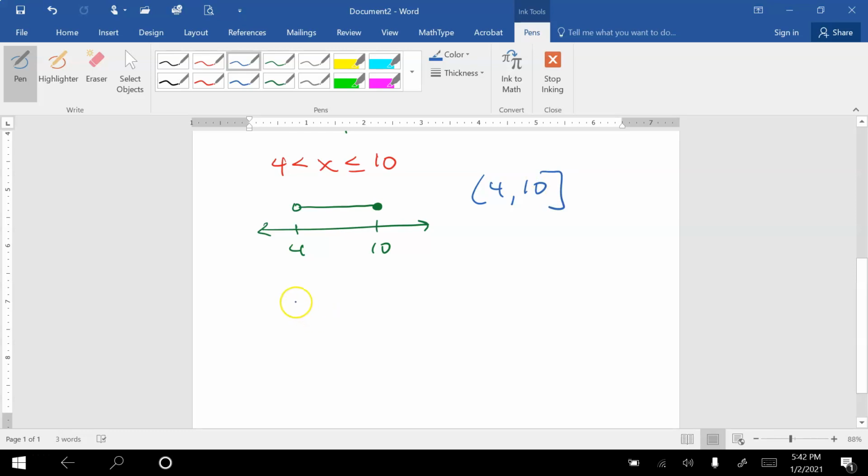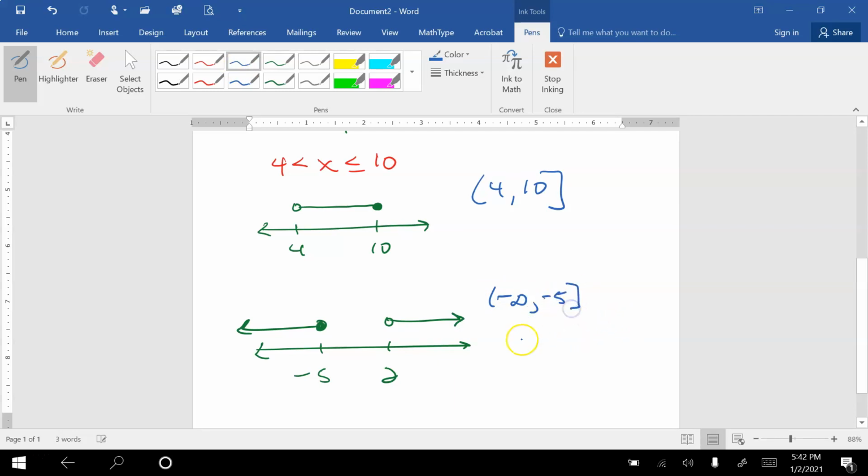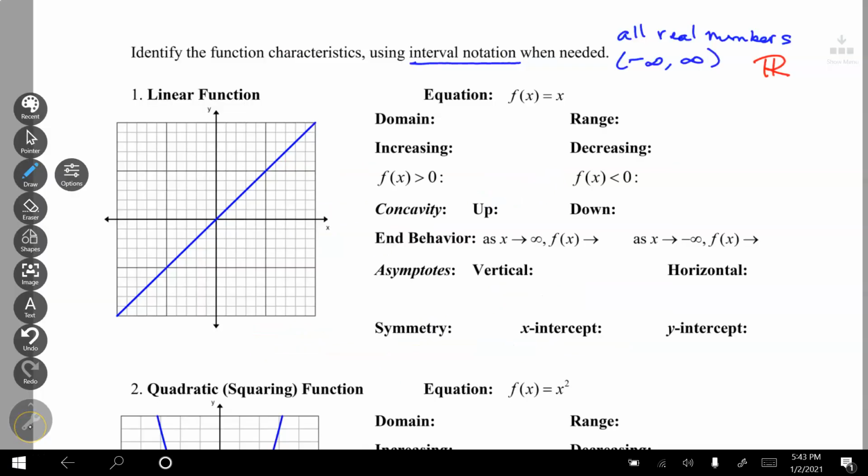And once in a while we could have something on a number line that looks like this. We have two different parts of this number line, and that would be negative infinity to negative 5 bracket, U for union or together with, 2 to infinity, parentheses on the 2 because it is an open circle. Hopefully you remember your interval notation. Okay, with that said, let's go to it.